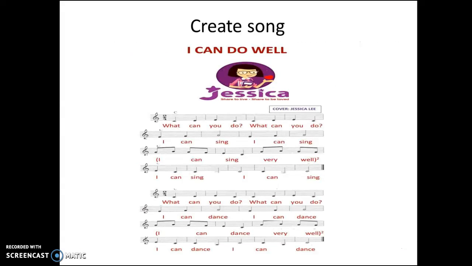And I also use songs. You can create a song based on the music of some song that students are familiar with the rhythm of, and you can use words to create a song. It's very interesting.